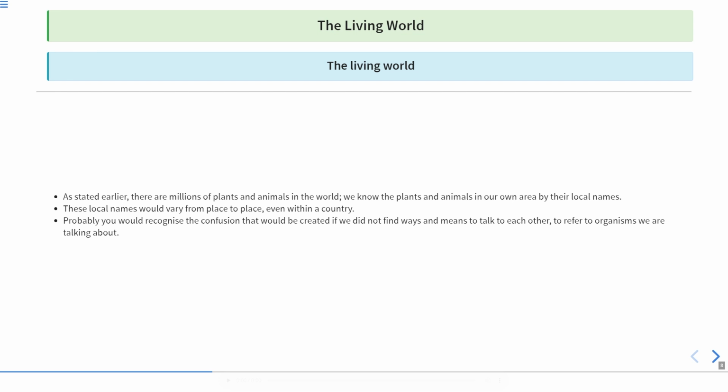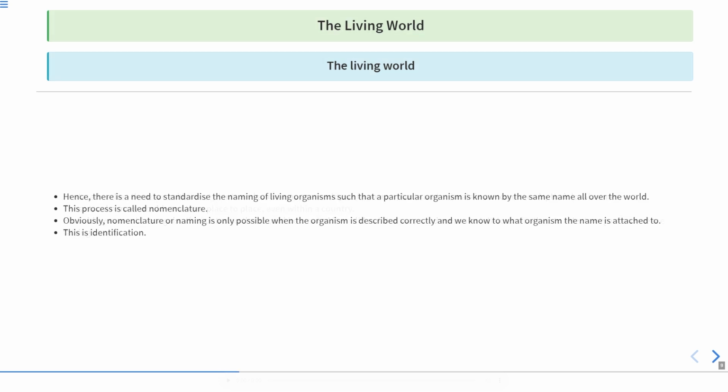Anyway, these local names would vary from place to place and even within the country itself. So probably you would recognize the confusion that would be created if we did not find a way to talk to each other. It would create a lot of confusion among the people. We are talking about the same organism, but still we are not understanding each other, right? Hence there is a need to standardize the naming of living organisms, such that a particular organism is known by the same name all over the world. So there is a need to standardize the name.